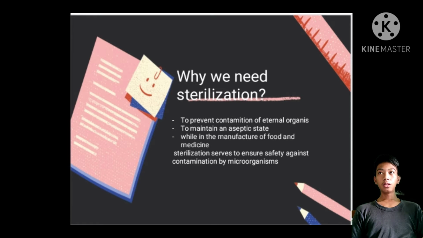Example, in the home, cooking tools: knife, sponge, plate, and others. Next, to maintain an aseptic state. Example, in the laboratory, tools: injection, surgical scissors, and syringe. Next, in the manufacture of food and medicine, sterilization serves to ensure safety against contamination by microorganisms.